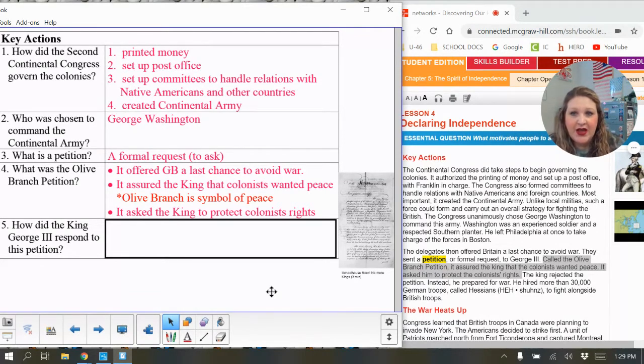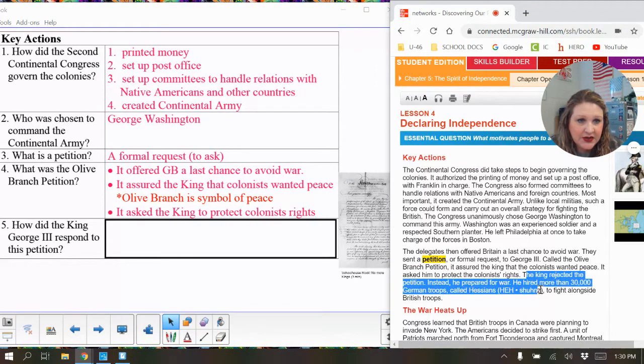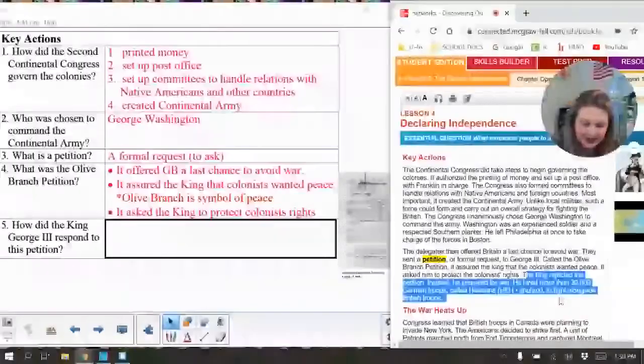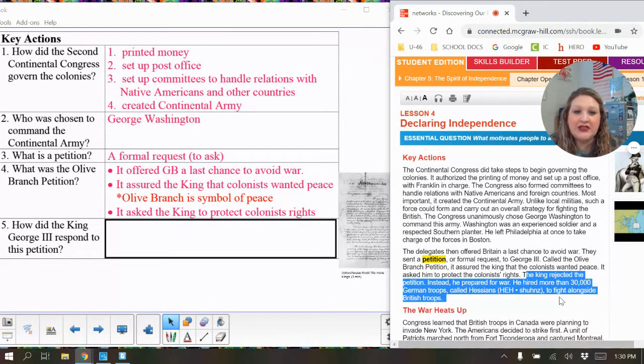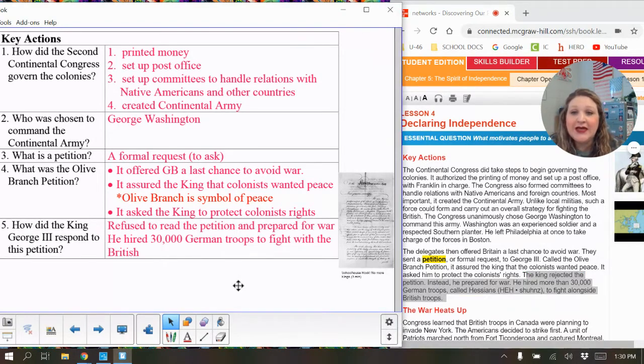And number 5, how did King George III respond to this petition? It tells us here in the last couple sentences that he rejected the petition. What that means is that he refused it. He didn't even actually read the petition.